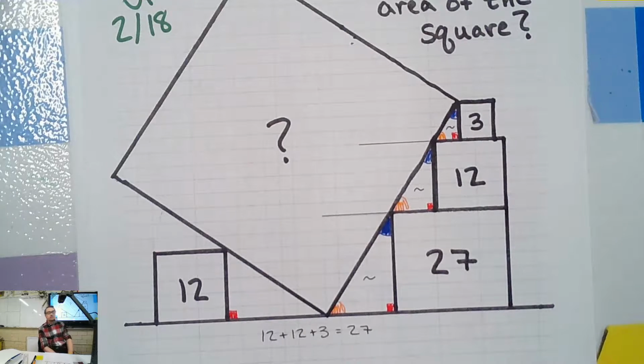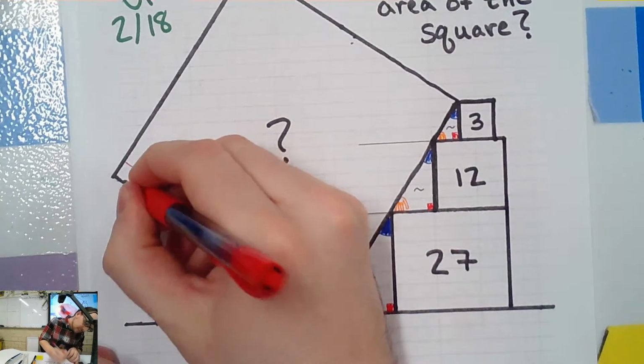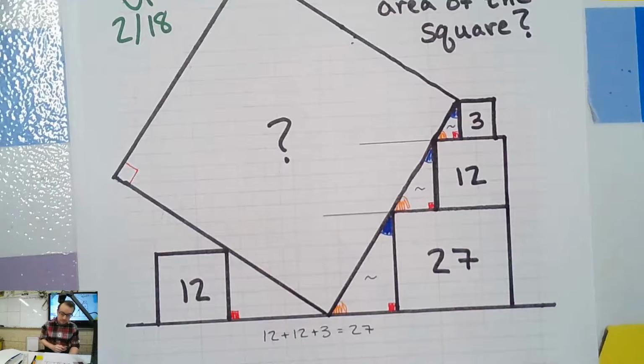Couldn't you say that there's a right angle inside the square? Yep, these would be right angles as well, because it's a square. Right? And these sides would be congruent.